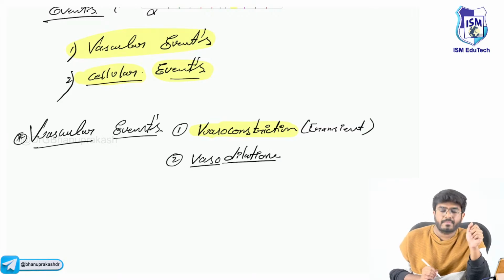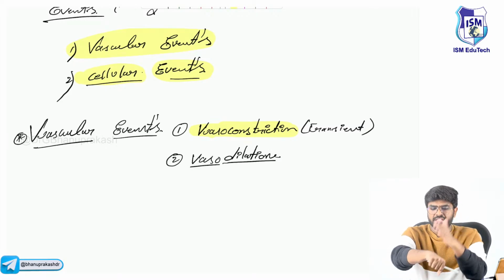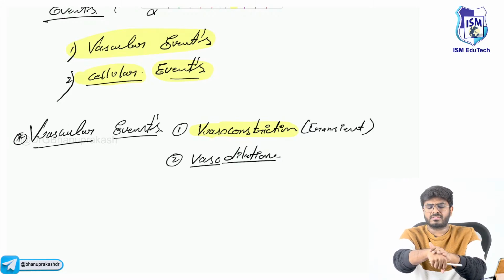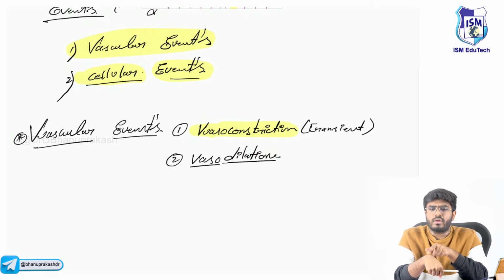Okay, vasodilation. Now, why vasodilation? Imagine there is an injury. There is some infection going on or some injury happens here. Now, what happened to the blood vessels surrounding this area? The blood vessels surrounding this area will start to undergo vasodilation.